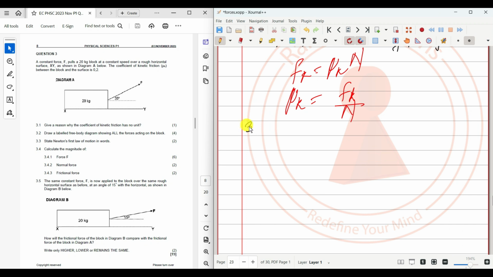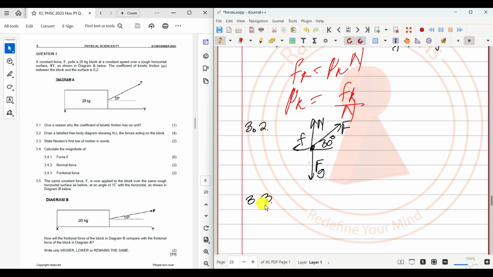Proceeding, 3.2, draw a labeled free body diagram showing all the forces acting on the block. They are your normal force, force of gravity, your friction, and the applied force, which is at 30 degrees from the horizontal. Right? Perfect.